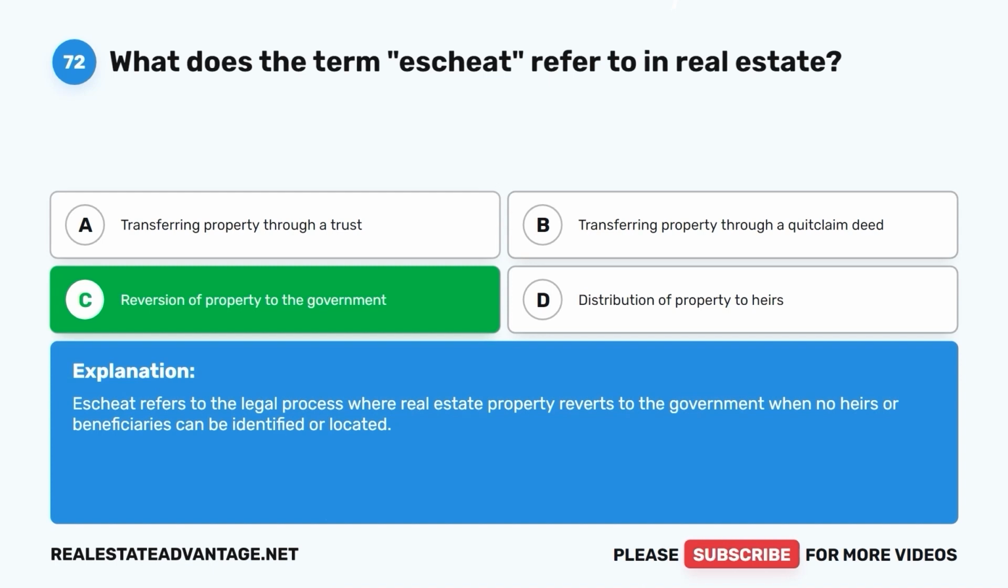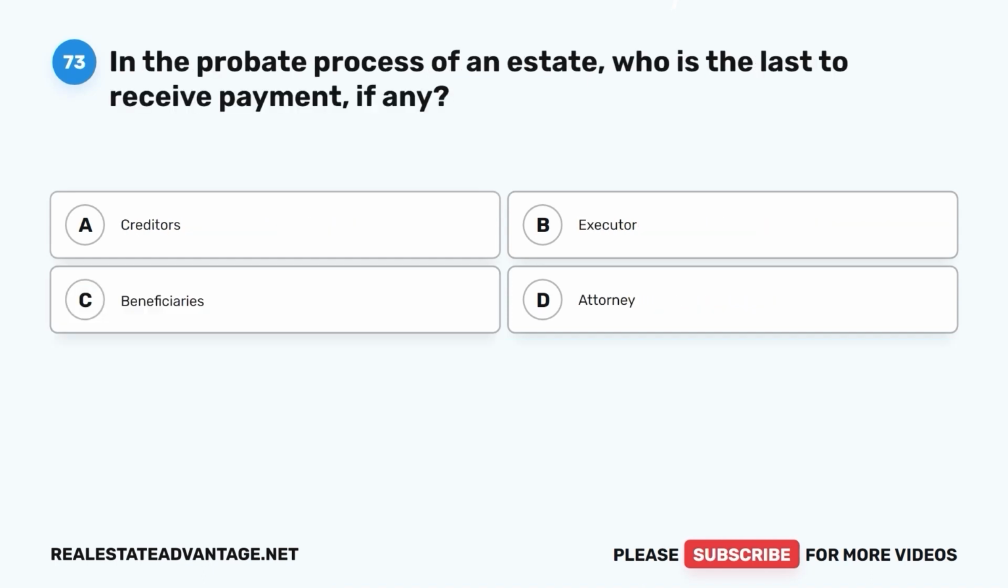Escheat refers to the legal process where real estate property reverts to the government when no heirs or beneficiaries can be identified or located.